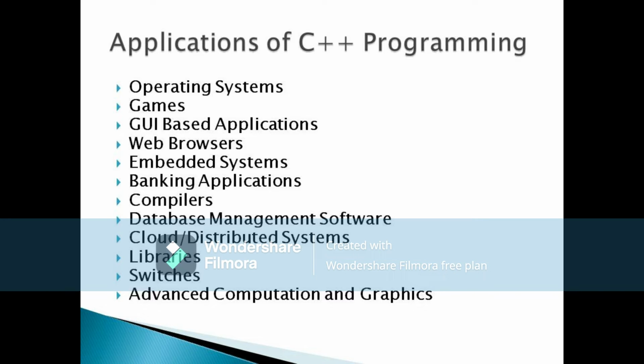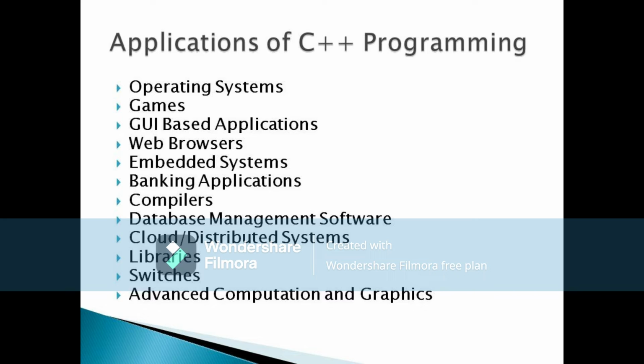Then we have compilers. Different languages' compilers are developed using C and C++ because they are relatively lower level when compared to other higher level languages and are closer to the hardware. Then we have database management software. C++ is also used to write database management software. MySQL, you might have heard about it, which is the world's most popular open source database, is written using C++.